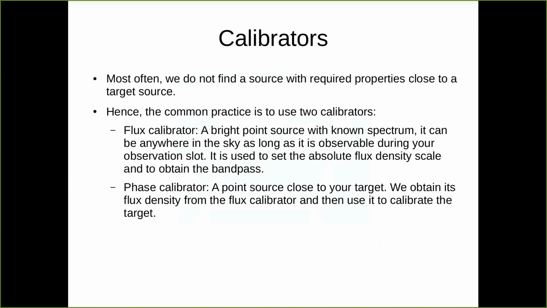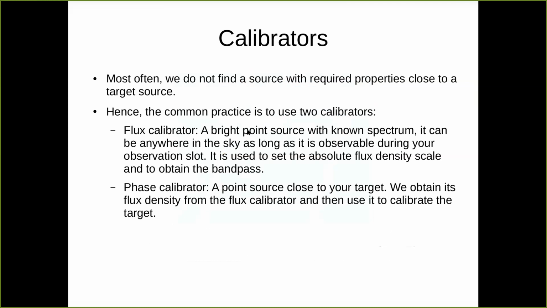But the problem is that most often we do not find a source which is bright, has a known flux density, is constant in time, and has a known spectrum. We do not always find such a source near a target source. So what people do is that instead of one such calibrator, we use two. One is called a flux calibrator, which is the source that has all the required properties.